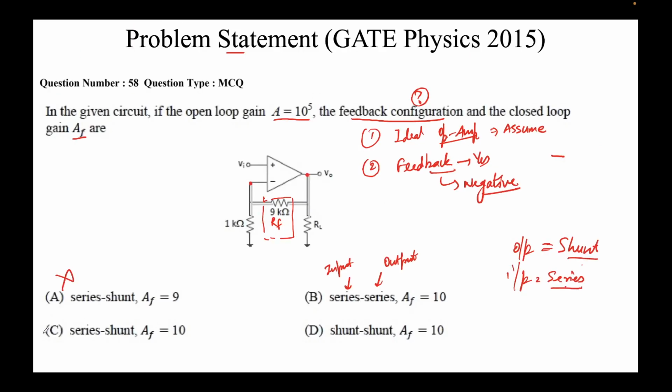So what we have is option C, series for input side, shunt for output side, and we obtained that closed loop gain or AF is 10. So option C is the correct option, and yeah, that's all.